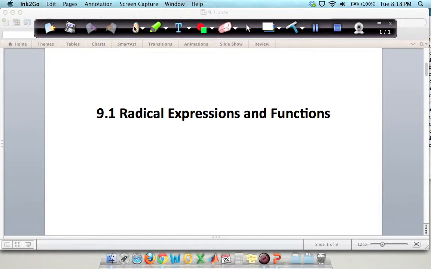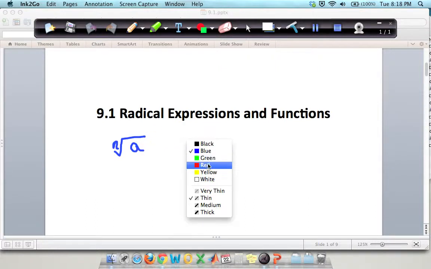Okay, in 9.1, we're going to look at radical expressions and functions. First, I want to talk about what a basic radical expression looks like. And we have a radical sign. And I'm going to just label a few things here. This says the nth root of a. So you've seen things like the square root of a or the square root of 4.